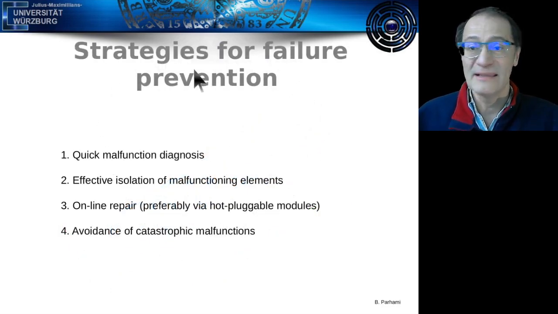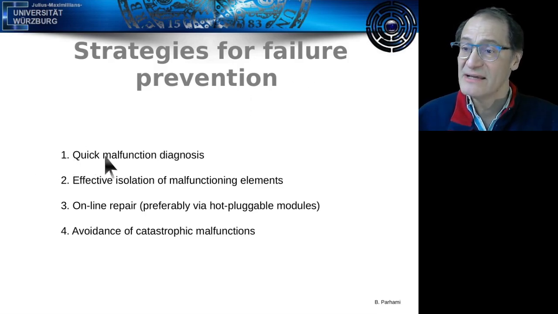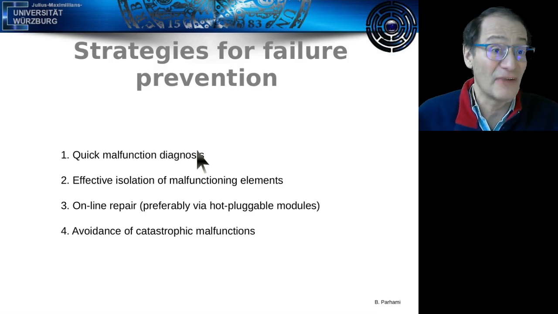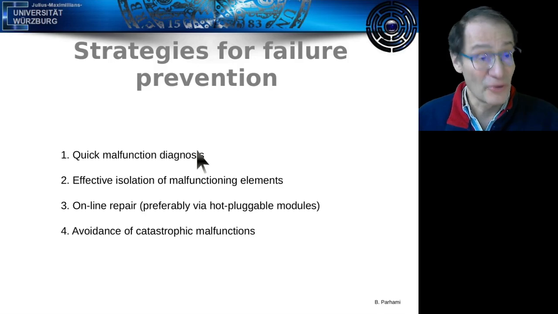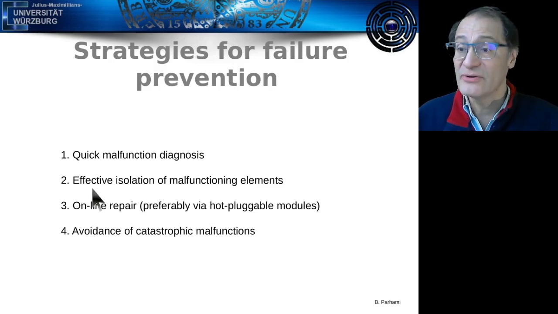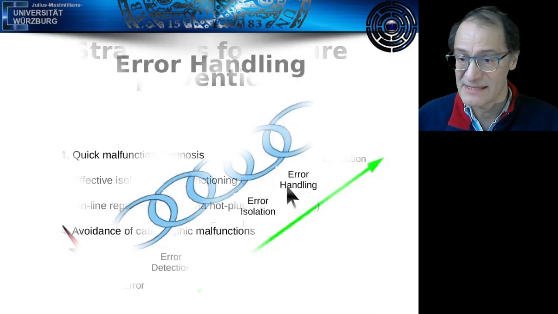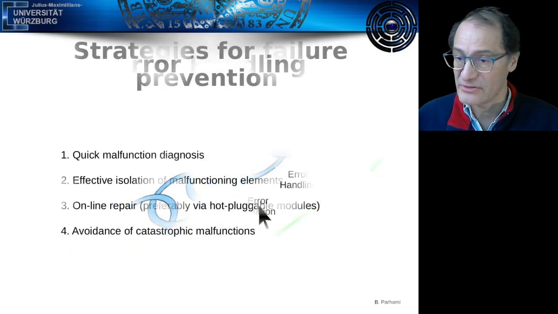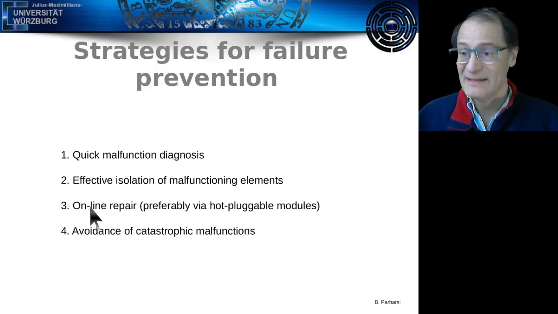Okay, the strategy for failure prevention. What shall I do? First, quick malfunctions diagnosis. If something is not working properly, as soon as possible identify what is going on. In order to take the action, you have to know what is wrong. Then you need an effective isolation of the malfunctioning elements. That is this here, to avoid the propagation of the errors. And then maybe the best thing is online repair.